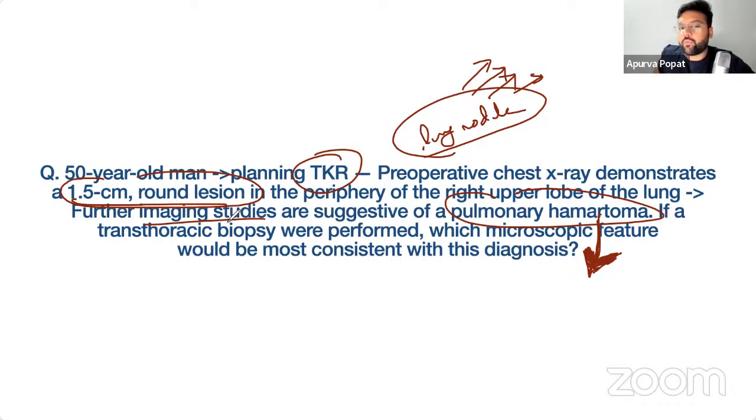I don't know, what did you confuse it with? A patient was planning for total knee replacement. If you get a round lesion in the periphery of the upper lobe of the lung, if it were pulmonary embolism, you might expect this patient to have dyspnea, hypoxemia, tachycardia, and all those things. This is something in the upper lobes that's like a mass kind of lesion.